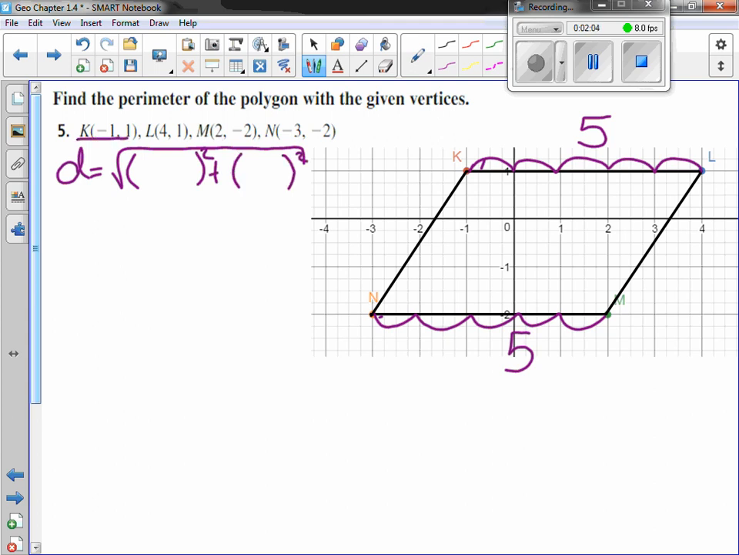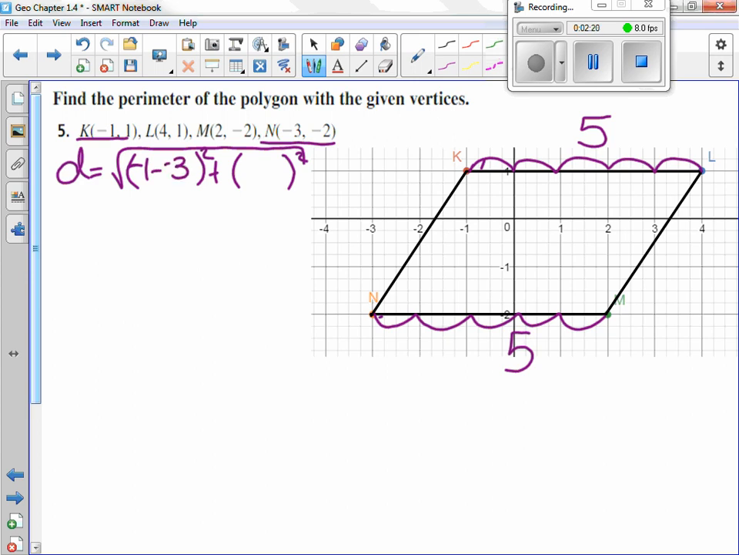So we're using K and N first. And really what we're doing is we're going to use the square root, put the x values together, put the y values together, and subtract them. So our x value is what? -1 minus -3. Our y values is going to be 1 minus -2. Yes?